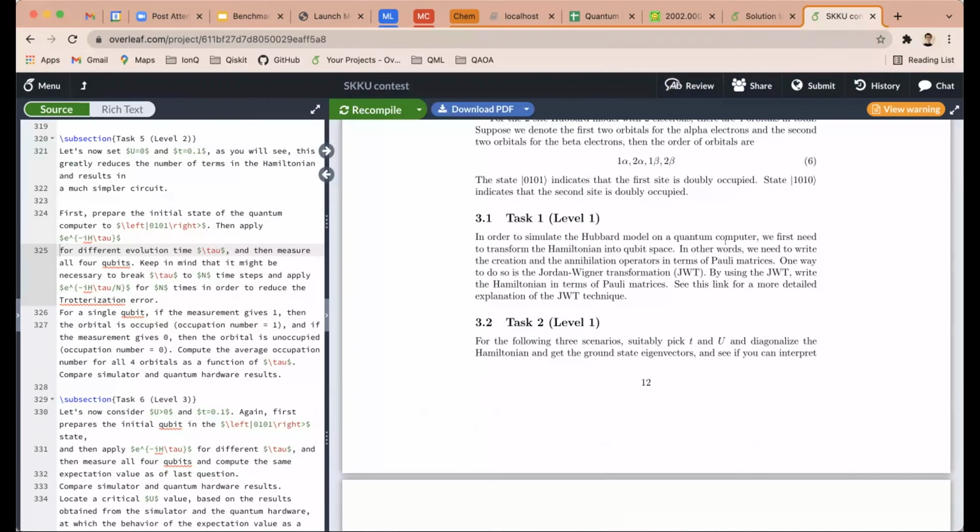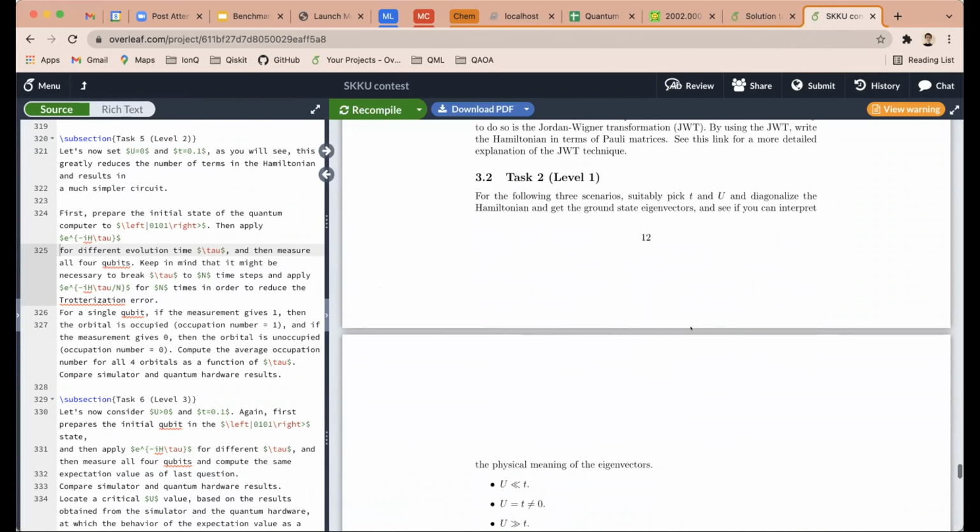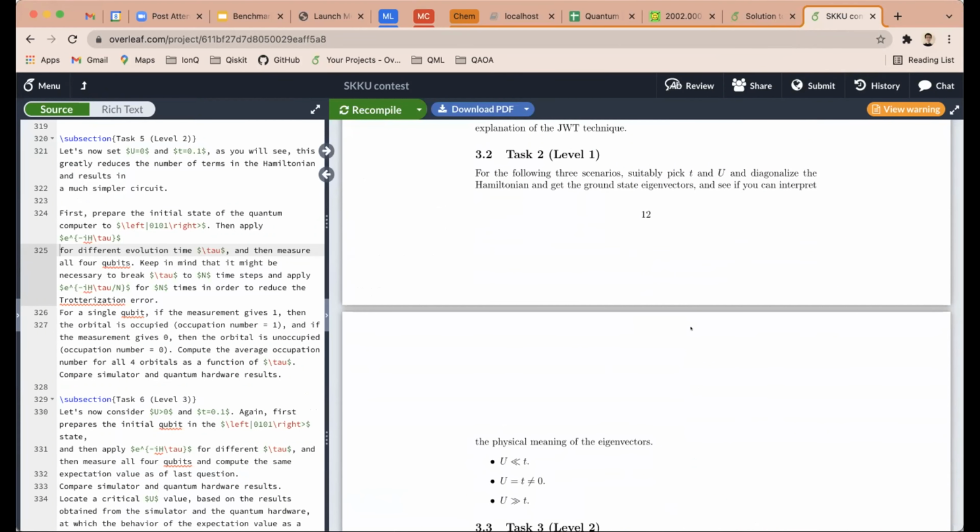Okay, once we have the Hamiltonian, task 2 asks you to diagonalize the Hamiltonian and find its ground state. Diagonalize the Hamiltonian and find the ground state, right? Yes.